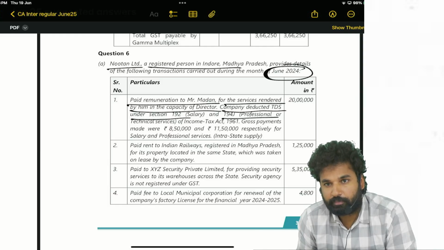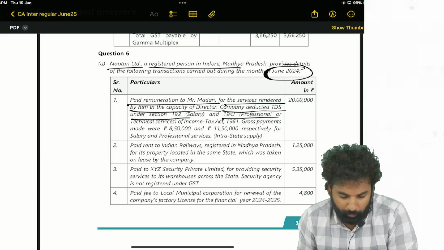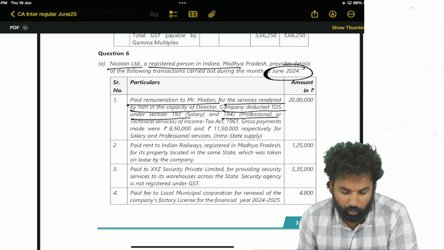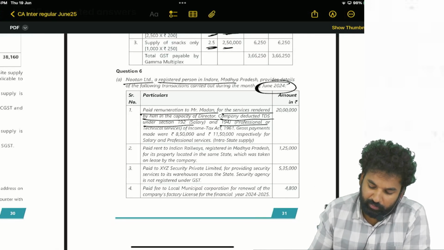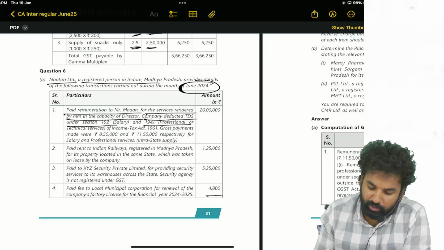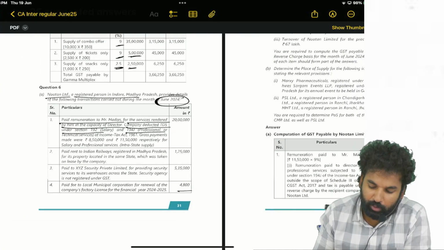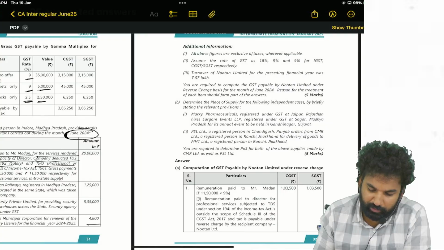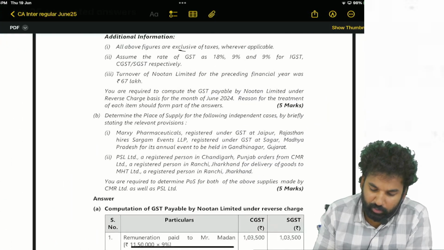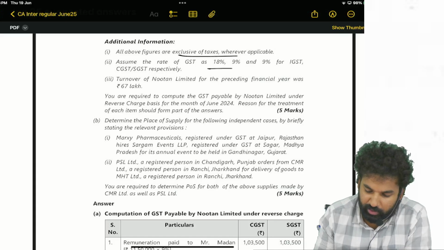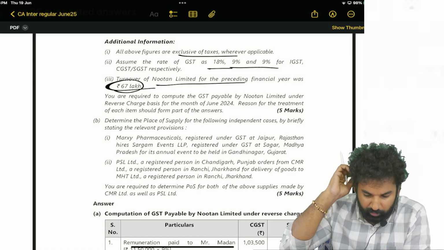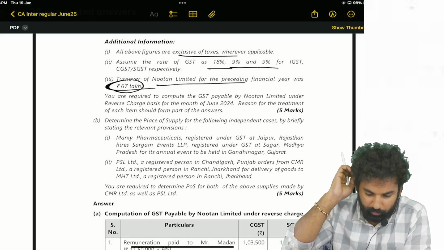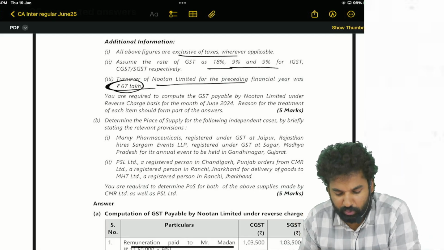Then, okay, next, fees paid to local municipal corporation for renewal of company's factory license for financial year 24-25, 4,800. So this is another transaction. Above figures are exclusive of GST. Rate of GST is 18%. Turnover for the preceding financial year 67 lakhs. You are required to compute the GST payable under reverse charge basis for the month of June 24.